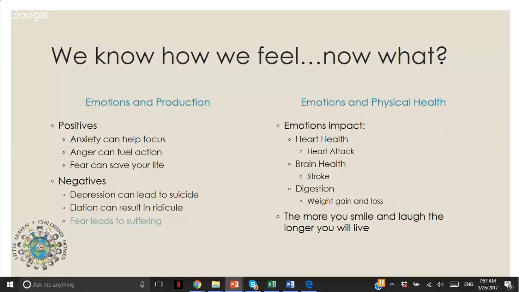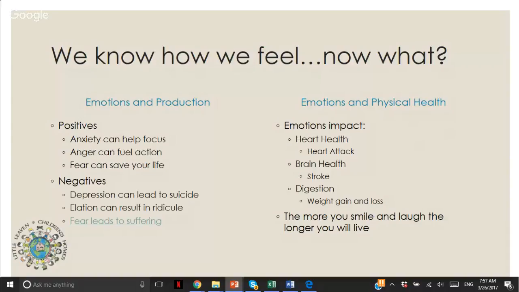If you aren't careful about getting angry all the time, it's not good for your heart. Being anxious all the time is not good for your brain health. Nor is being always nervous, or in surprise or anticipation all the time, good for your digestion and weight loss. And it's actually been proven that the more you smile and laugh, the longer you will live.